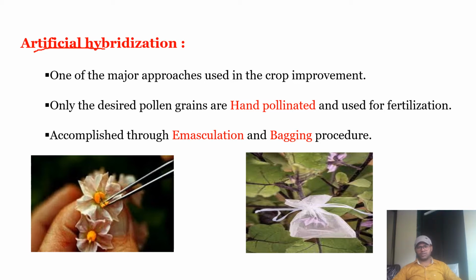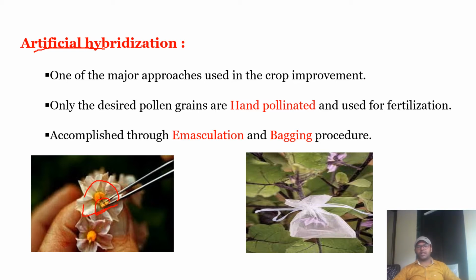that is nothing but emasculation, which is followed by the next procedure, that is bagging. Here in diagram you can see emasculation. The forceps is used to remove the unwanted material, that is if the flower is bisexual, then it can be converted into unisexual, or you can say female flower, by removing the androecium, and now the flower will become only female flower, okay, with gynoecium only.